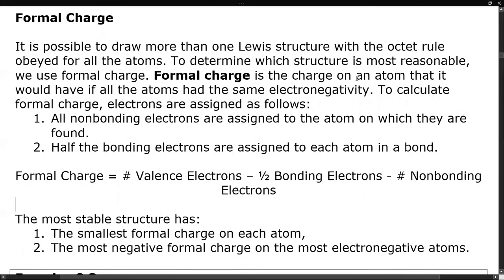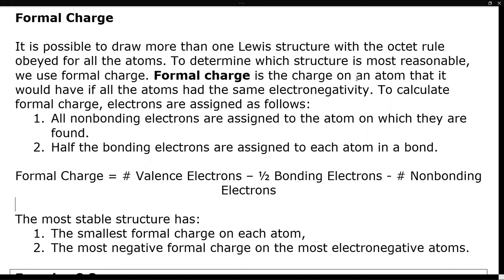All right, let's talk about formal charge. Now, it's possible to draw more than one Lewis structure in many cases where the octet rule is obeyed for all the atoms. So how do you determine which structure is the most reasonable? We're going to use the formal charge.